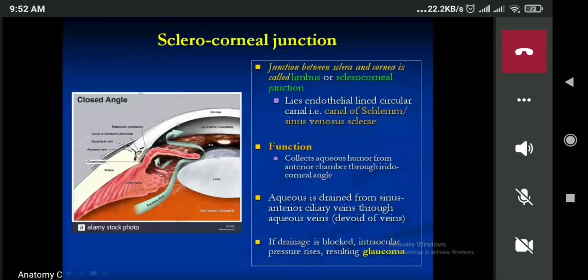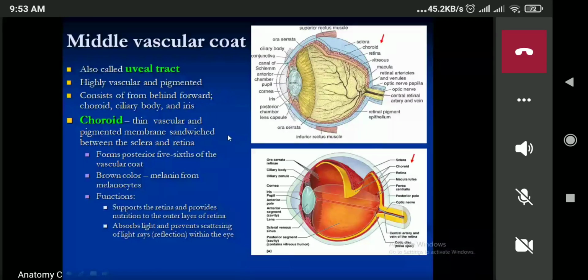The next one is the middle vascular coat. The middle vascular coat is also known as the uveal tract. The uveal tract consists of the choroid, the ciliary body, and the iris. So the iris, ciliary body, and the choroid are combinedly known as the uveal tract, which is highly vascular and pigmented. Now first we'll move to the choroid part.